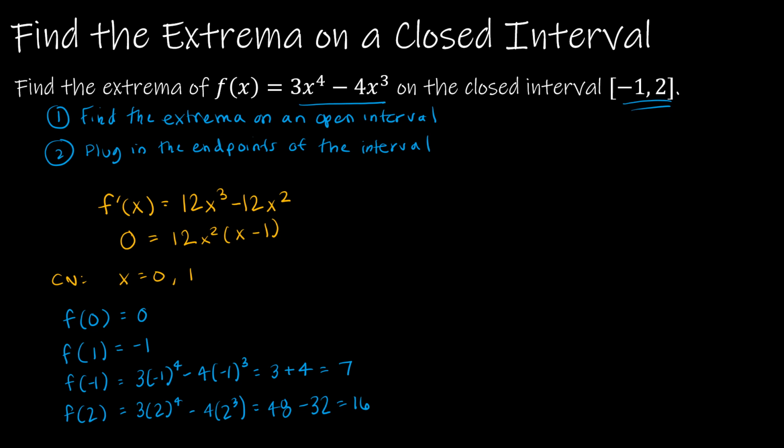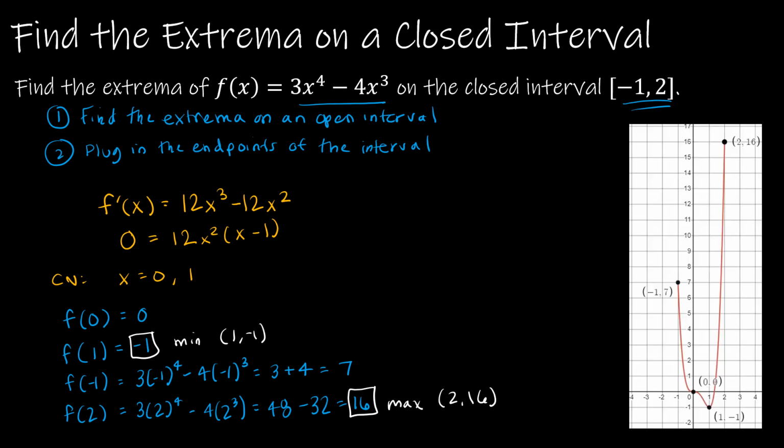So now I know that my max is 16 and it occurs at 2, 16. And I know my min is -1 and it occurs at 1, -1. And again, you can always graph it to verify your results. So I can see now that I've graphed it that at 1, -1 is definitely the minimum, and 2, 16 is definitely the maximum.